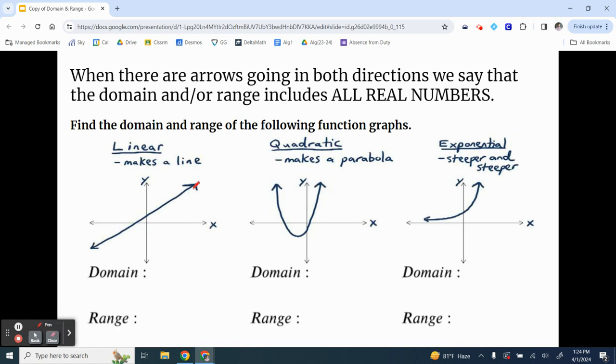We're going left and right forever. We are going up and down forever. So both your domain and your range are both all real numbers. And I'm just going to say ARN for short here so I don't run out of room. And again, both the domain and the range are all real numbers.